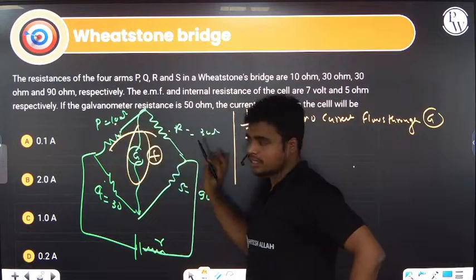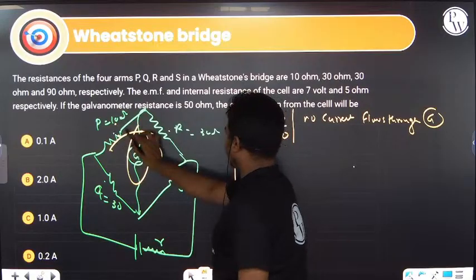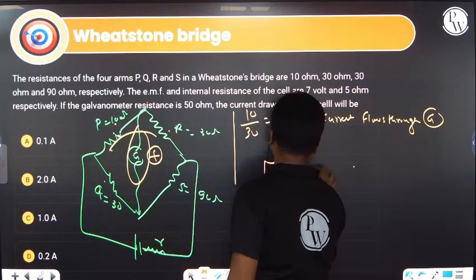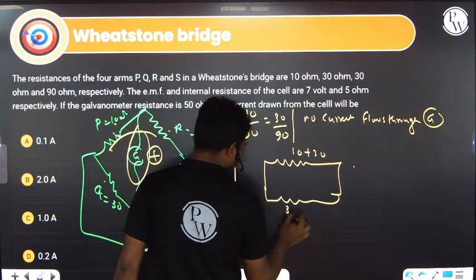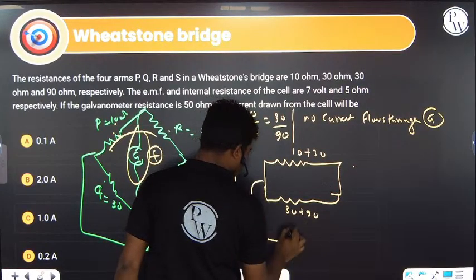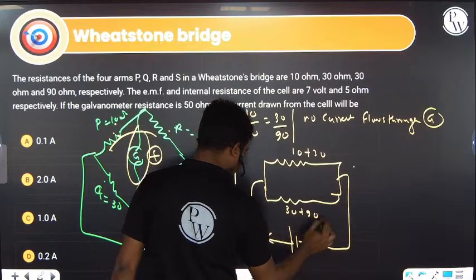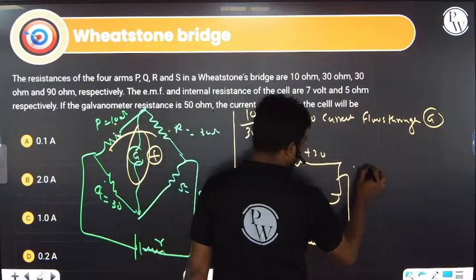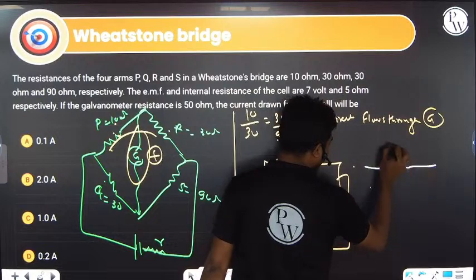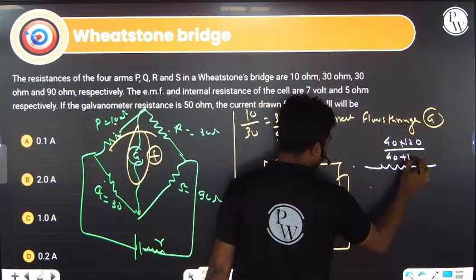This one is 10 ohm, this one is 30 ohm. Again, these two are also in series combination. So on this side we are having 10 plus 30, and these two are also in series combination. This one is how much? 30 plus 90. Together they are connected in parallel combination, and we can find the current and resistance small r. So this one is 40 and this one is 120. So what is R equivalent? I am writing here directly. That is 40 multiplied by 120 divided by 40 plus 120.